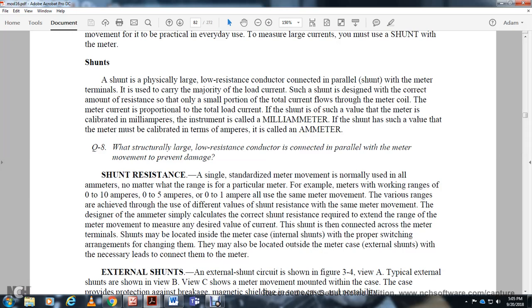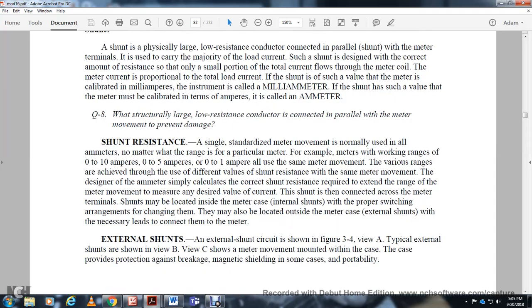The designer of an ammeter simply calculates the shunt resistance required to extend the range of the meter movement, to measure the desired value of current. The shunt is connected across the terminals of the meter. Shunts may be located inside the meter case, with a switch arrangement for changing them, or outside the meter case for the external type, as shown in figure 3-4.